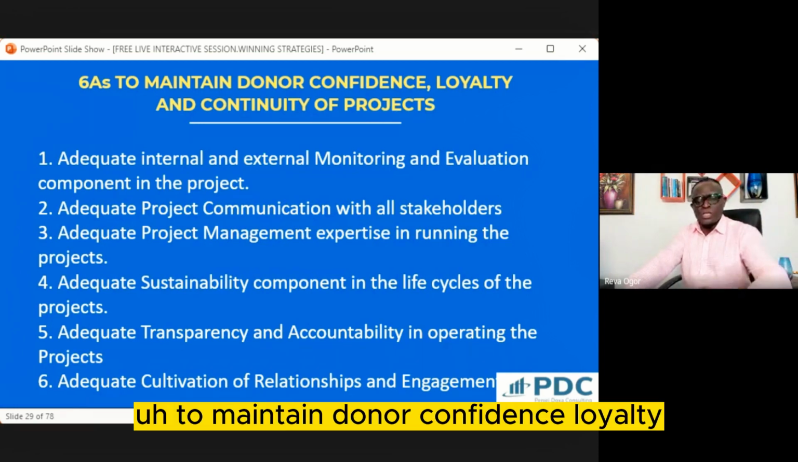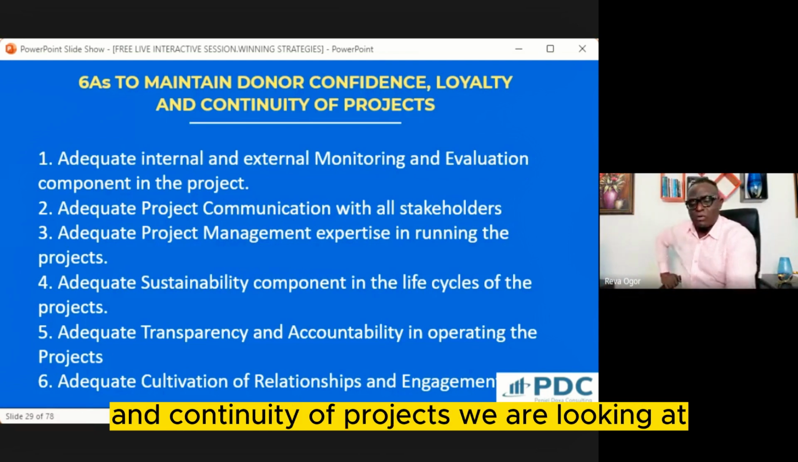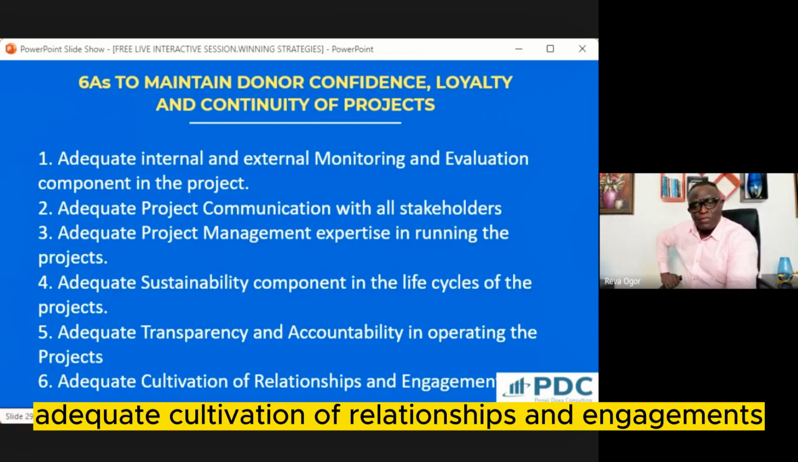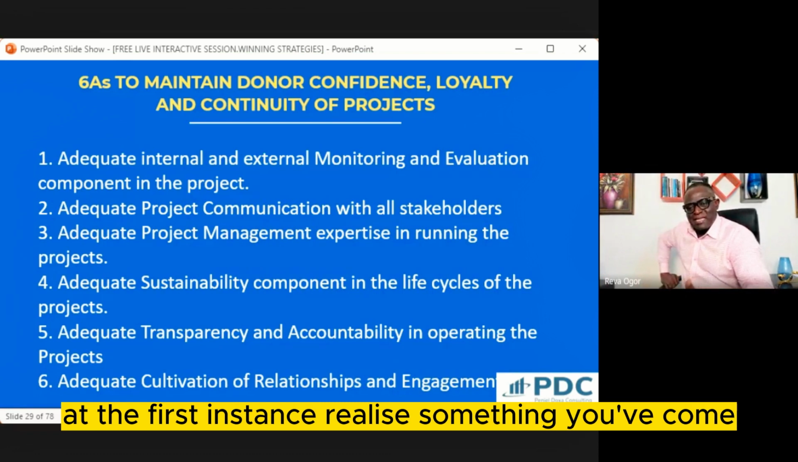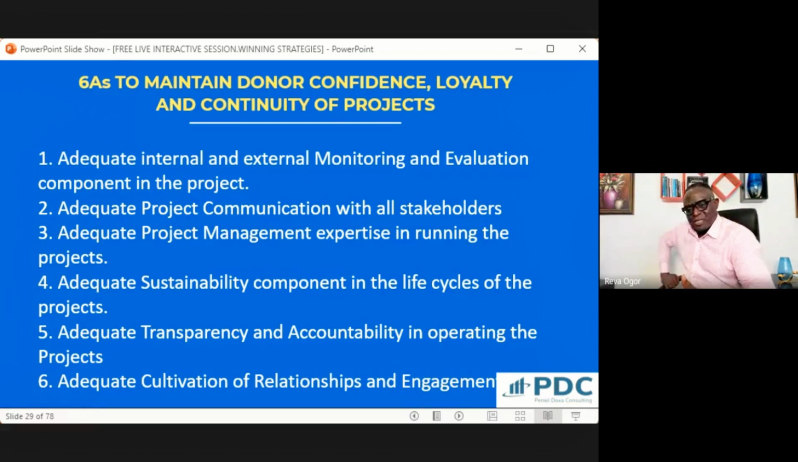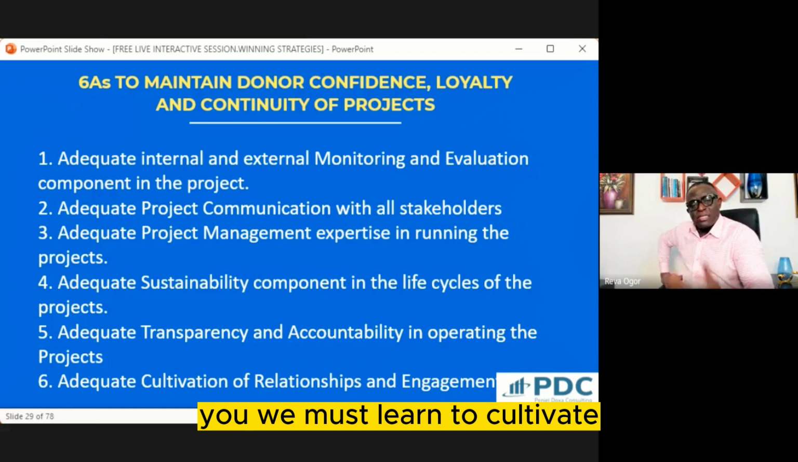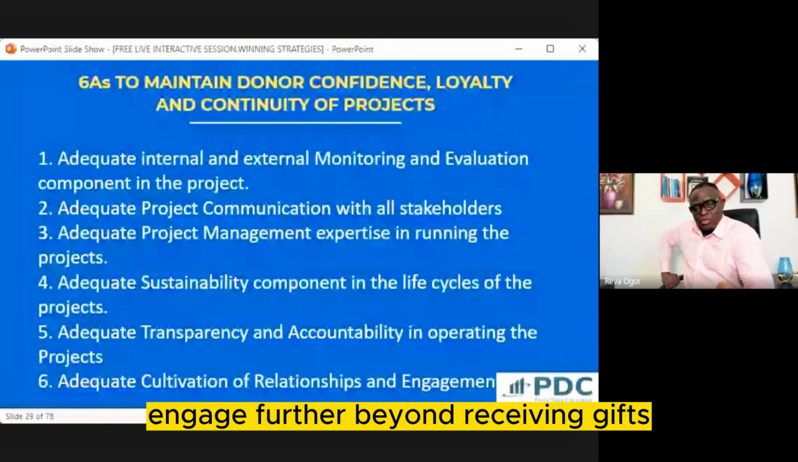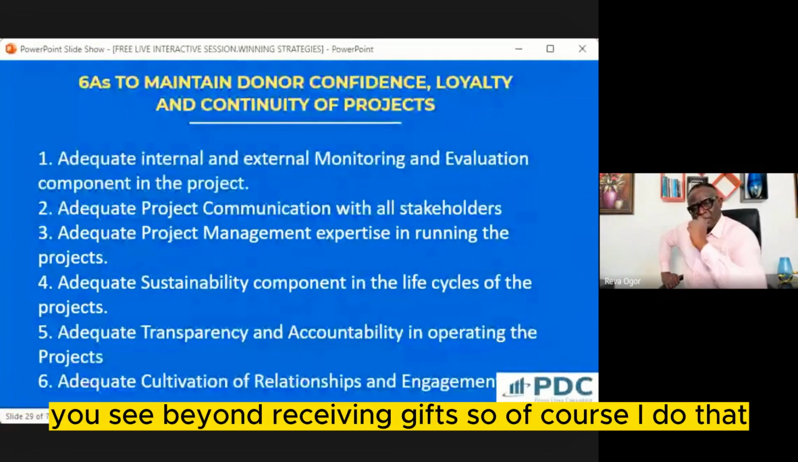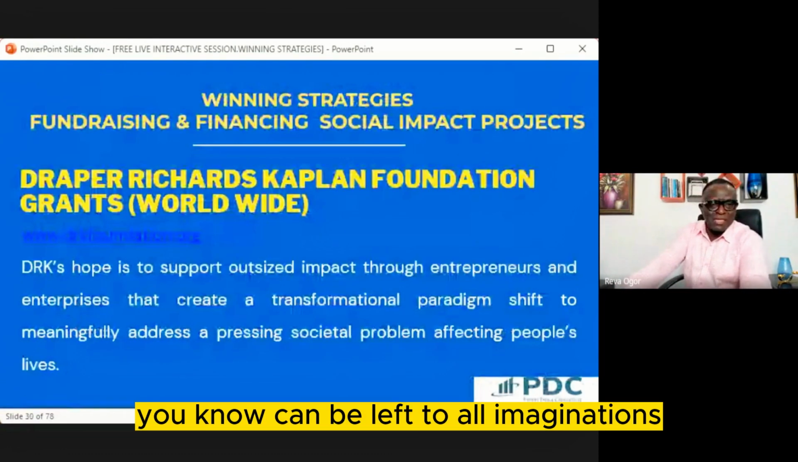Okay, then of course, to maintain donor confidence, loyalty, and continuity of projects, we are looking at adequate cultivation of relationships and engagements. Please, when donors give you money at the first instance, realize something. You've come with them a very strong relationship. We must learn to cultivate more relationships. We must learn to engage further beyond receiving gifts. You see, beyond receiving gifts. So, of course, I know that can be left to all our imaginations.